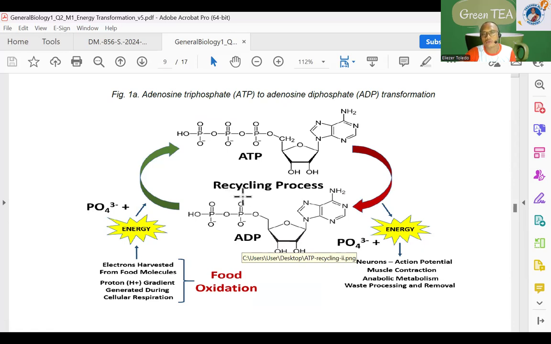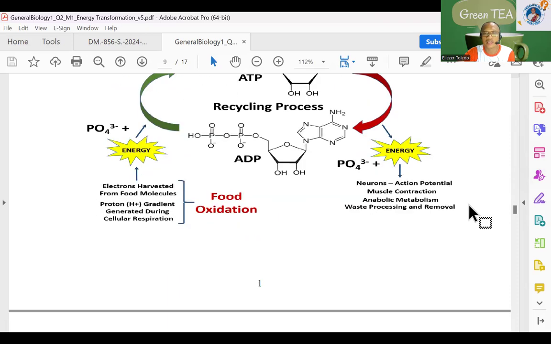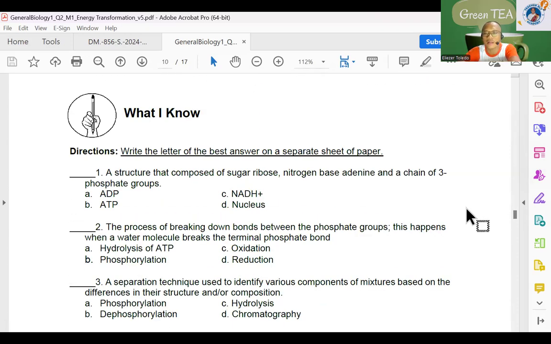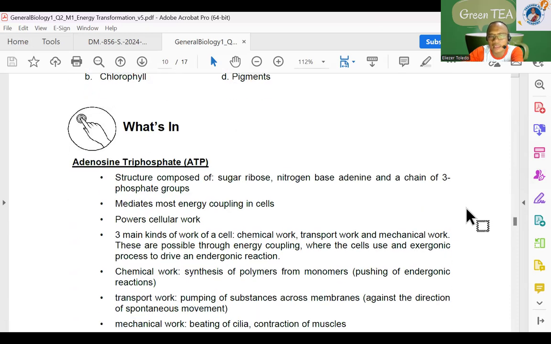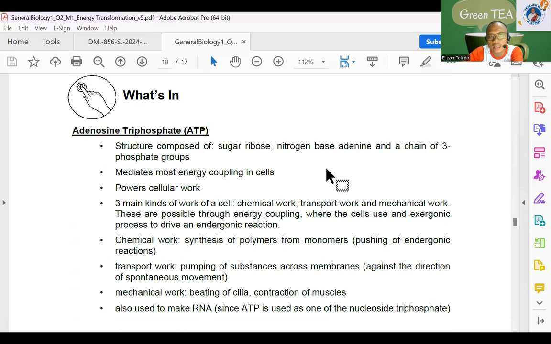It is then consumed, releasing energy, and it goes back to ADP, and then back to ATP. Hence the term ATP-ADP cycle. It is a recycling process. Let's go through a few of the technicalities and the definition. This is how ATP is described: ribose, nitrogen base adenine, and a chain of three phosphates. That's the key.